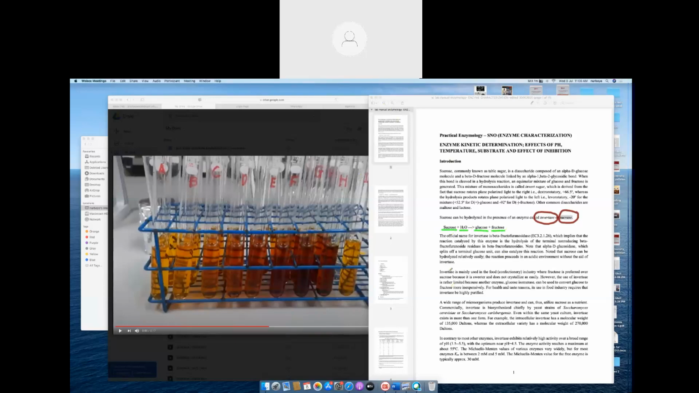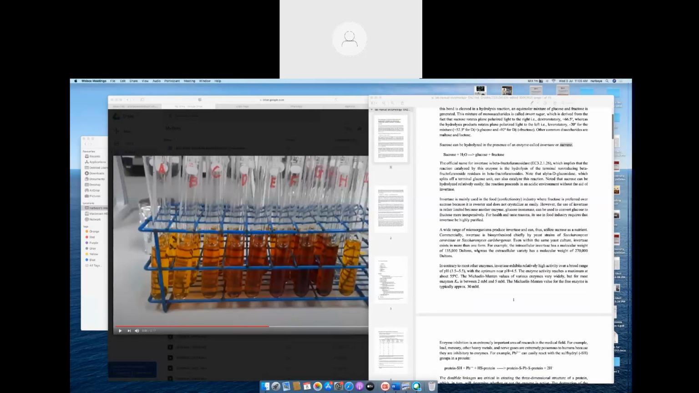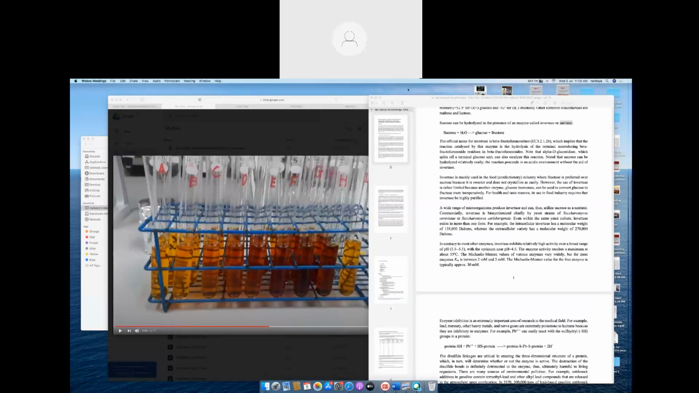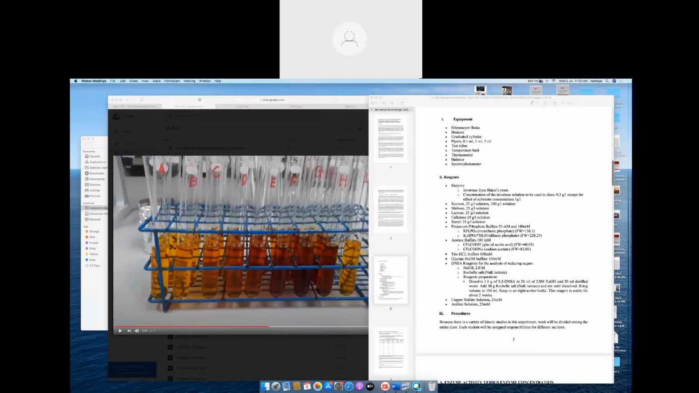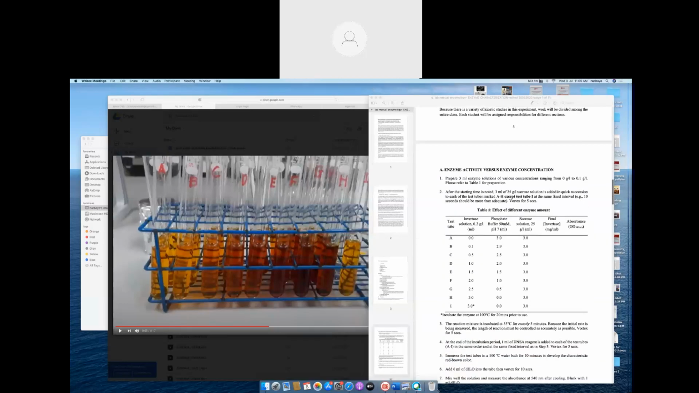So what we did basically, we are measuring the glucose. That's why we have the glucose standard. Our first activity was to determine the enzyme activity versus enzyme concentration. We have test tube A until test tube I.